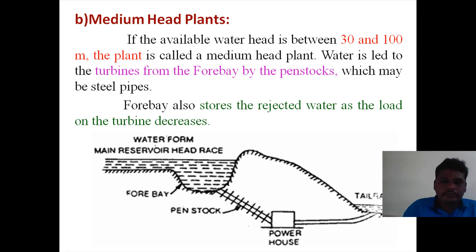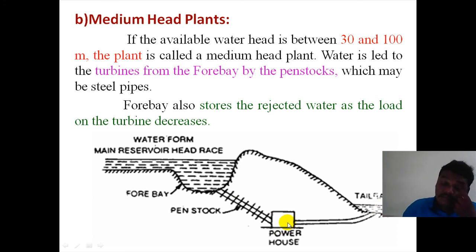Now, here the main reservoir is there. It may be a high head or a medium head. The water is stored in the forebay here, and the remaining water goes to the tail race. Through the forebay, the water is passed to the powerhouse, and it strikes the turbine. The turbine generates electricity and the water passes through the tail race.